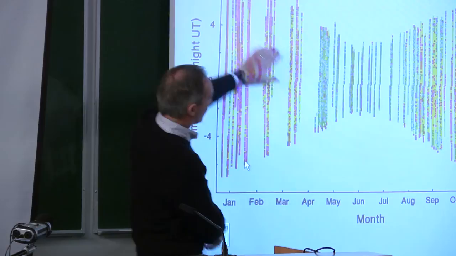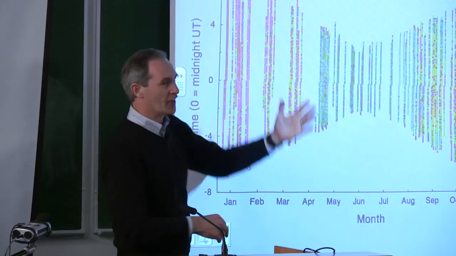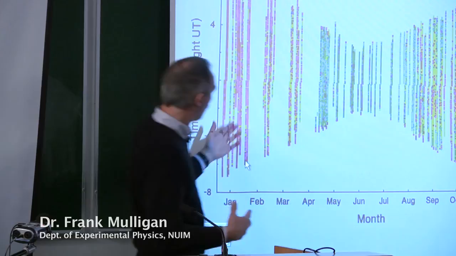The second thing we notice is that there are lots of gaps. One problem of doing this kind of thing at a place like Maynooth is clouds. A lot of clouds, and all the gaps are clouds. So it runs all the time, continuously, every night.